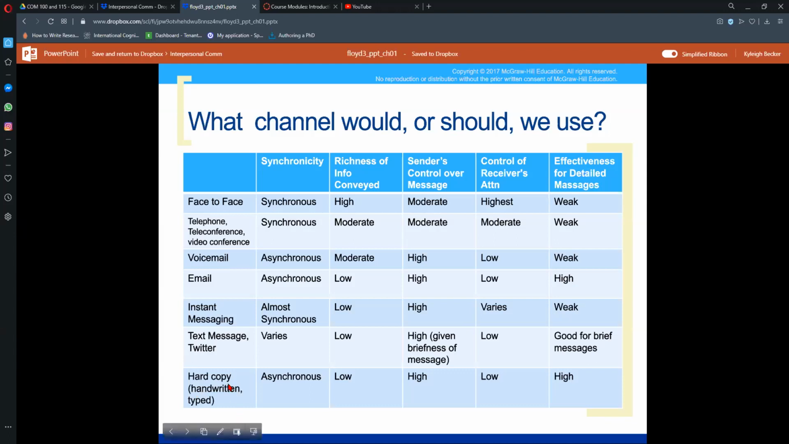And then handwritten, typed, hard copy, kind of like email. Once again, asynchronous, can't convey a lot of richness of info because you don't have the voice, the body language there, but you have a lot of control over the message, and you can get very detailed.